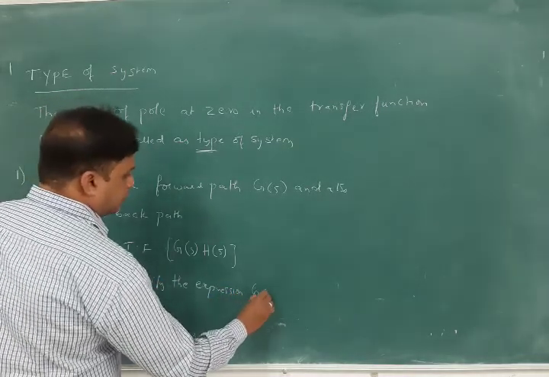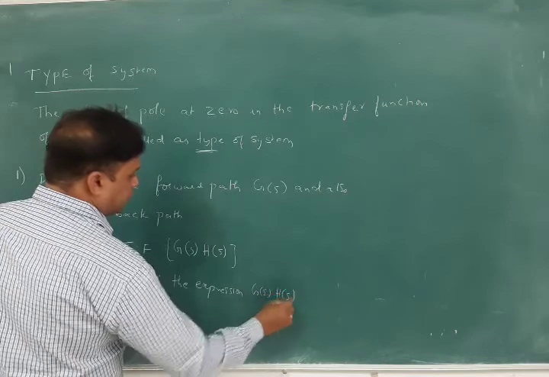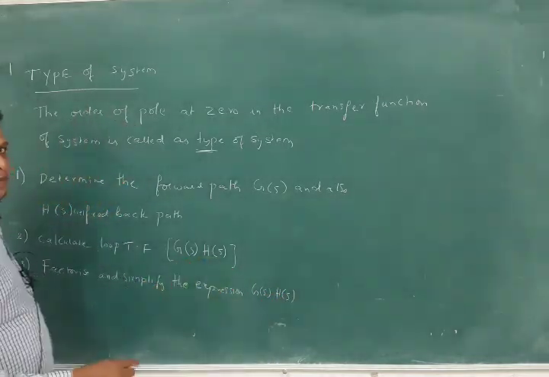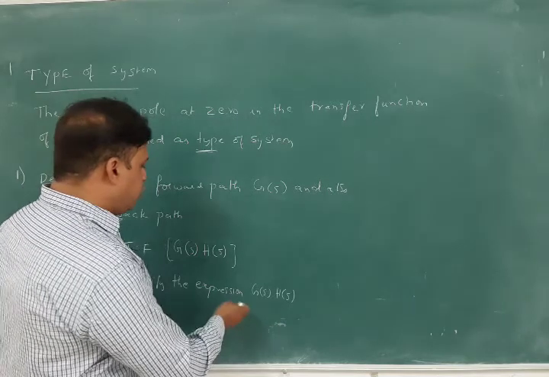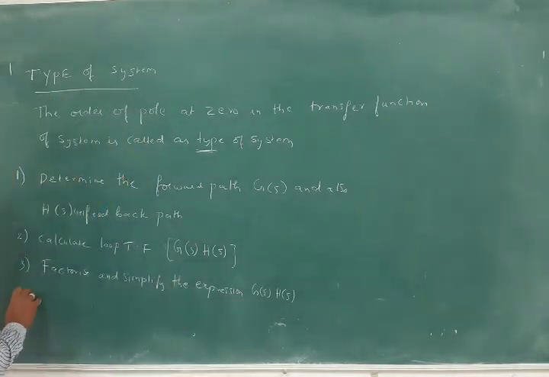G of s into h of s. This is the expression you get by multiplying g of s into h of s. That should be simplified in the third step. And the next step, the fourth, is to find the highest order.